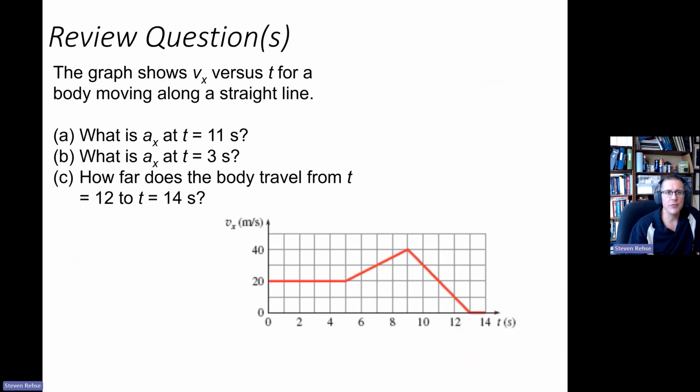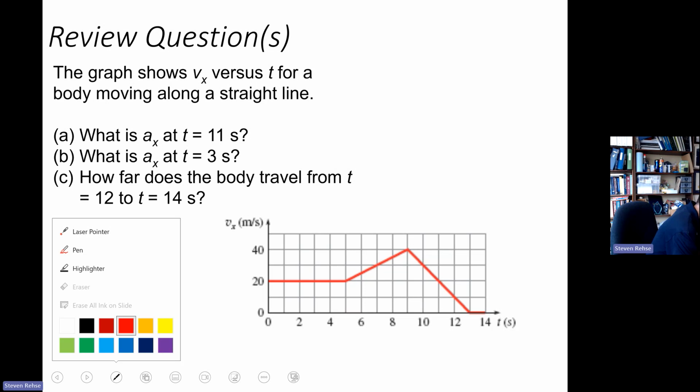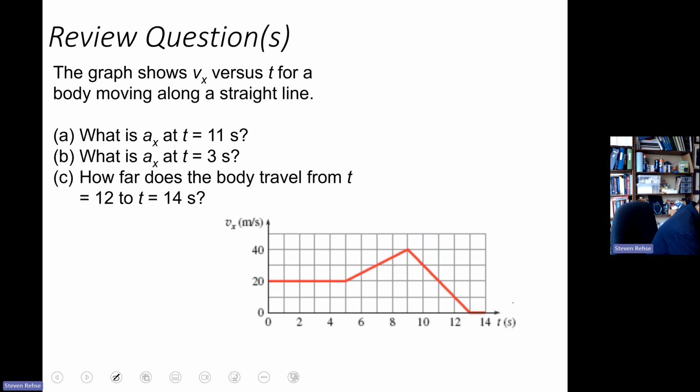So this is another graph of velocity versus time for a body moving along a straight line. I've got a couple blank pages here to work with, so you're going to need to remember this picture. It is asking us, what is the acceleration a_x at t equals 11 seconds? So let me go to a different color here. How about blue? So here is 11 seconds, t equals 11. They want to know what's the acceleration right there.